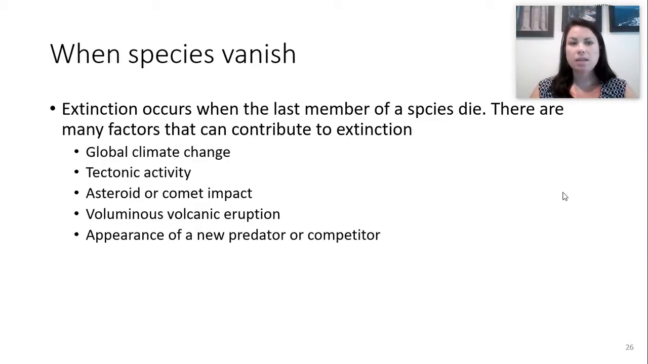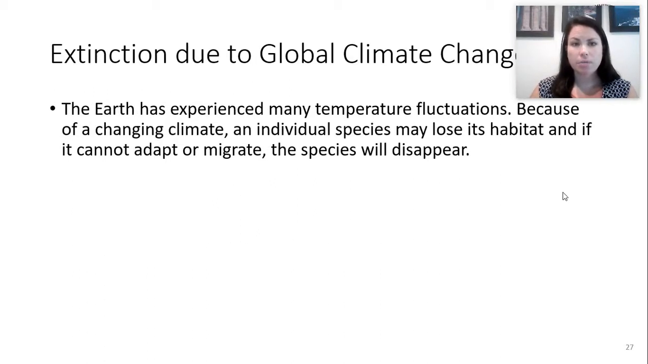Okay, so when a species vanishes, when extinction occurs, that's when the last member of the species dies. There are a few factors that contribute to extinction, and I'm going to go over an example of each of these. First is global climate change, tectonic activity, asteroid or comet impact, a large volcanic eruption, and the appearance of a new predator or competitor. So let's take a look at an example of each.